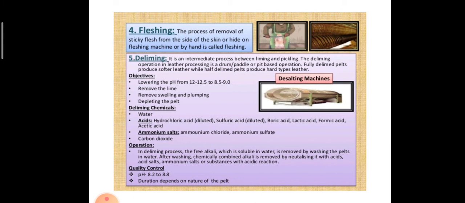The fifth one is deliming. It is an intermediate process between liming and pickling.